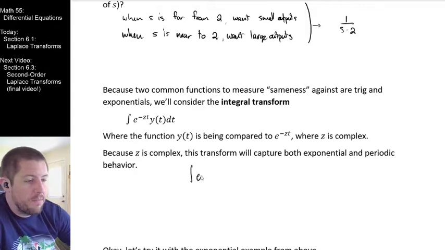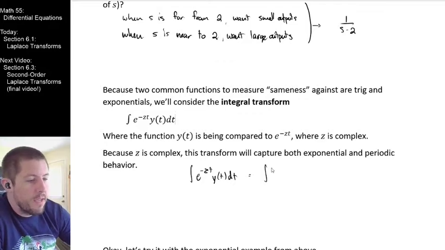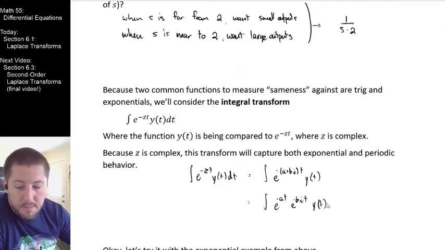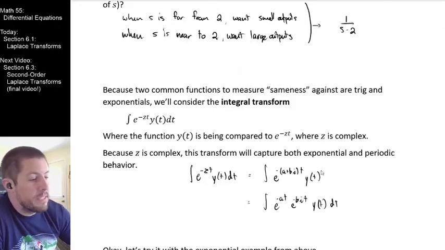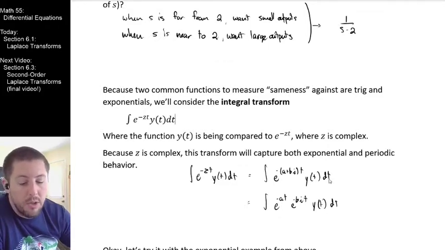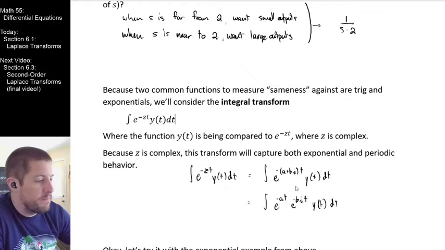So when I think about this integral of e to the negative zt times y of t dt, what this is really giving me is e to the negative (a plus bi)t times y of t. And what you know from our look at complex eigenvalue scenarios is that this is going to be like an e to the negative at and an e to the negative bit, times y of t. So really, we typically split this up into two different transforms, one including the real parts, one including the complex parts. Again, notice that this e to the negative at is capturing exponential behavior.